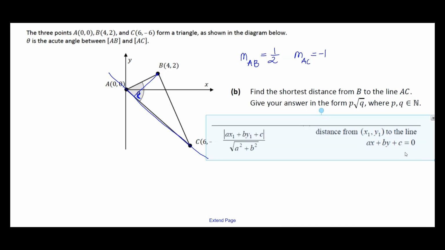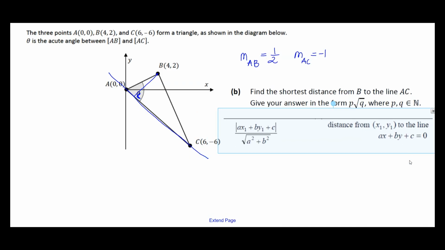So let's see, how do we use this formula? We need to know what those letters are in our formula, so that we can replace the letters with numbers. So this formula will equal the distance, so that we understand that. The point is the coordinate of a point. In our case, x1 and y1 are the coordinates of what? Point B, isn't it? So that will be 4 and 2. And then to the line AC. Now we don't have the line AC, that's the problem.